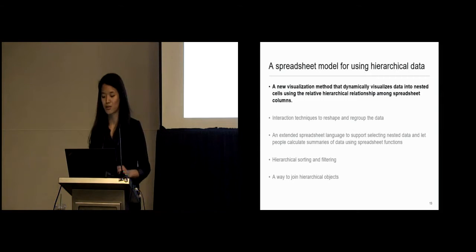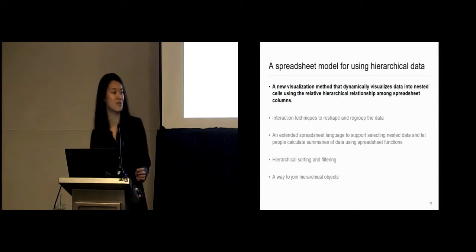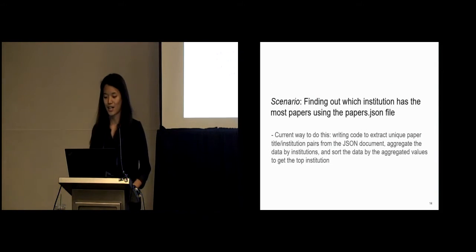This method uses the relative hierarchical relationship among data extracted in spreadsheet columns to show the data. This means that the user can dynamically create different views of the same data by changing their order in the spreadsheet. So I will use a video to demonstrate the novel features.